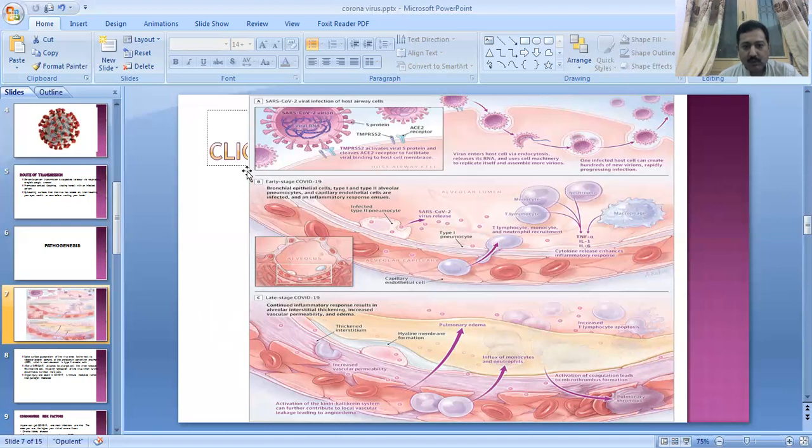This was all about the pathogenesis of the coronavirus. We can again revise its pathogenesis.